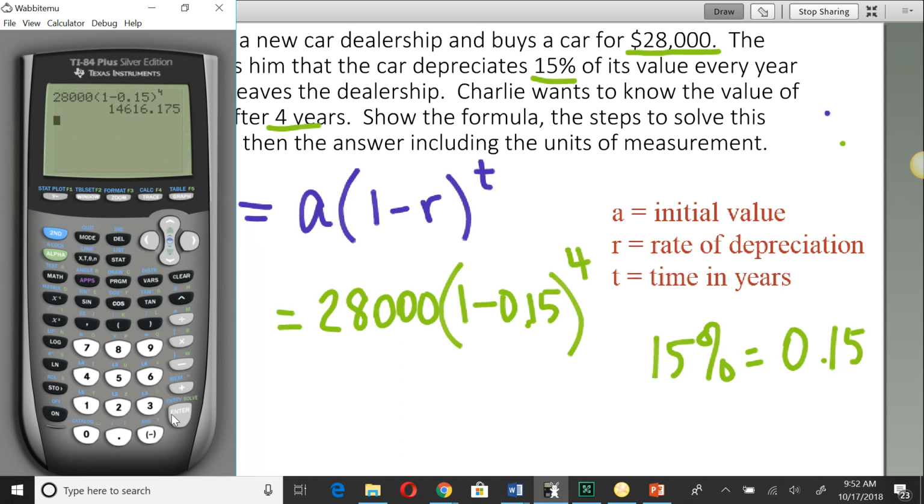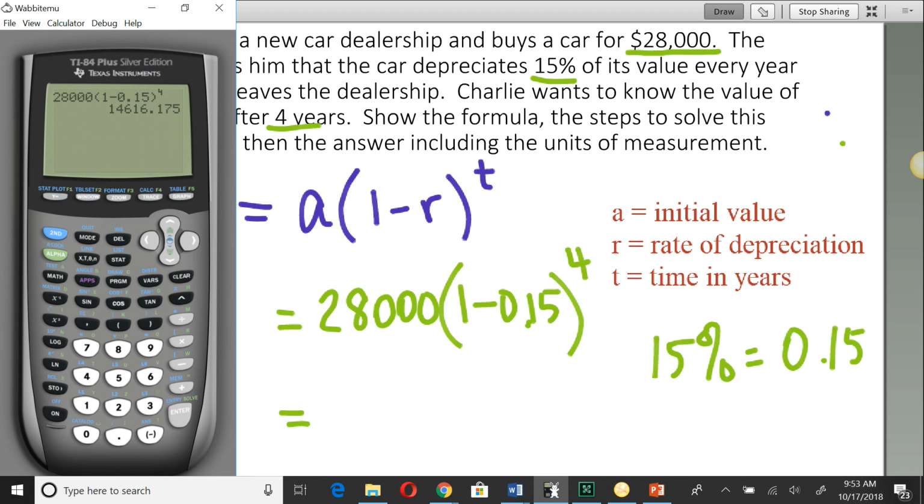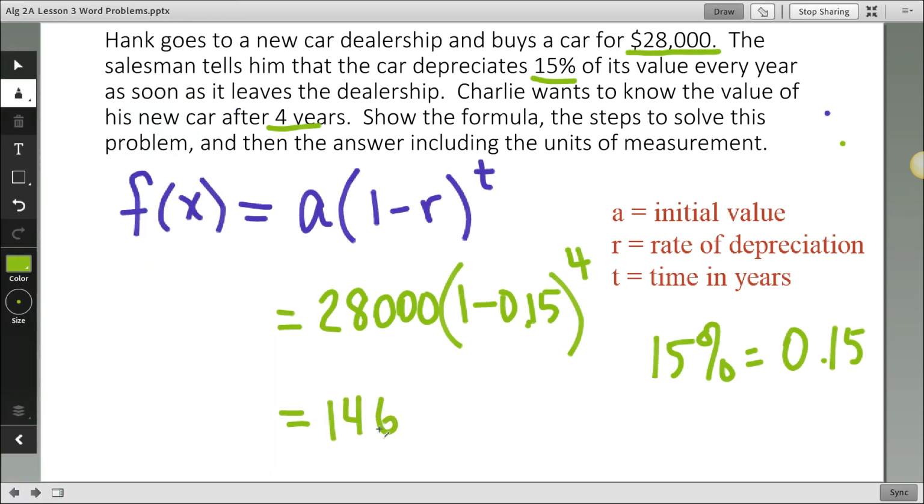And there you go. So after 4 years, the car will be worth $14,616.18. And there you go, that's it. Find the values, use the formula you're given, substitute, use your calculator to do the work for you.